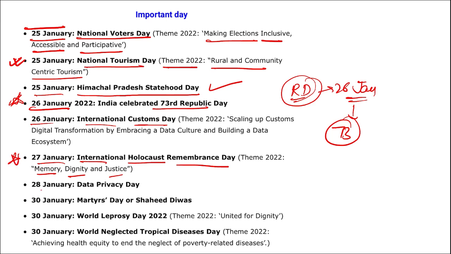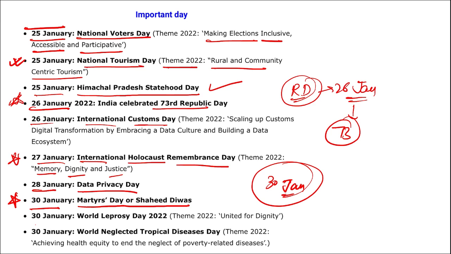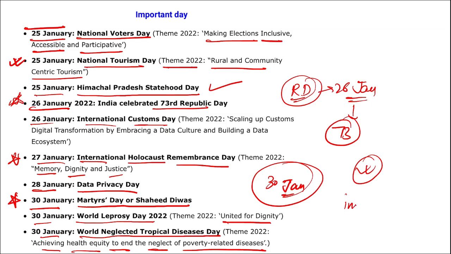Mark this. On 28th, Data Privacy Day. On 30th, Martyrs Day or Shahid Divas. Highly important. On 30th of Jan, we observe Shahid Divas. Then on 30th only, we observe World Leprosy Day with the theme United for Dignity. On 30th only, World Neglected Tropical Disease Day, that is Achieving Health Equity to End the Neglect of Poverty Related Disease. So these were some important days in one-liner format.